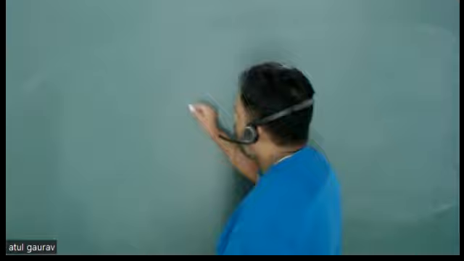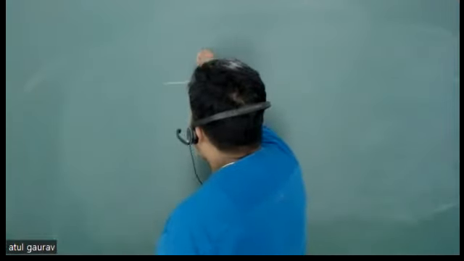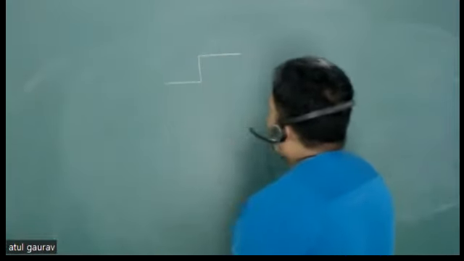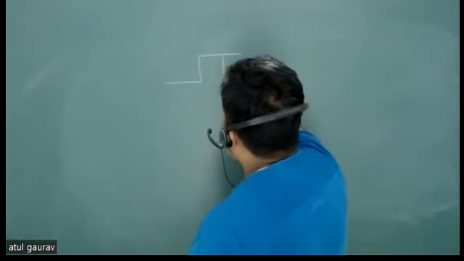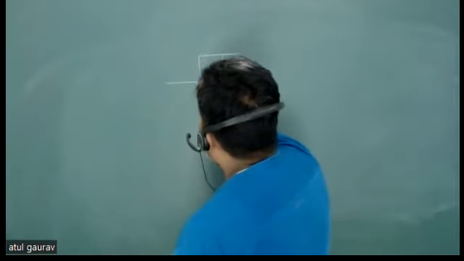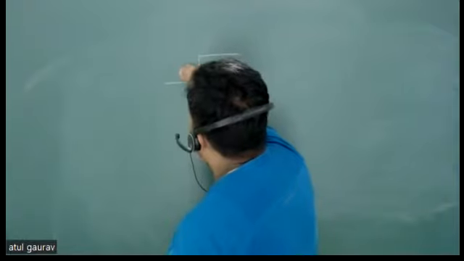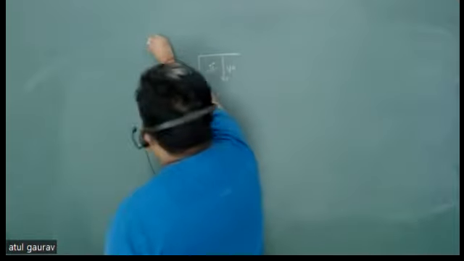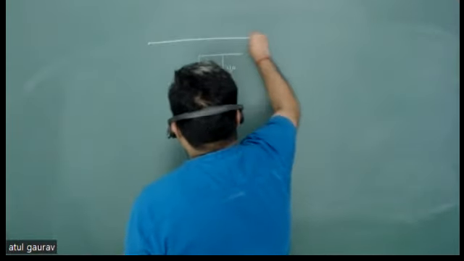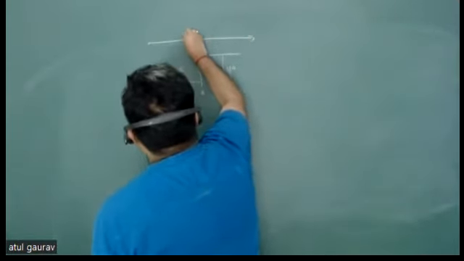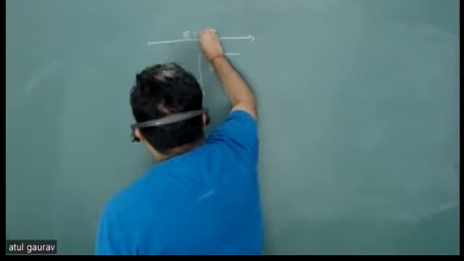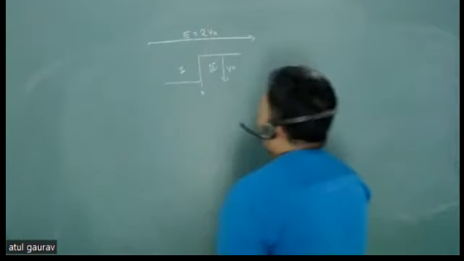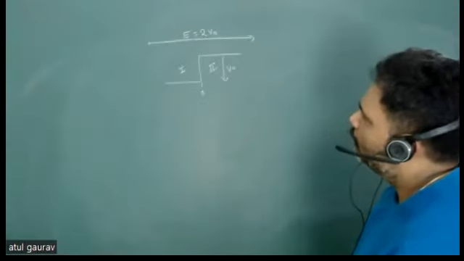Now, let's go for one basic problem. Suppose this is my potential profile. This potential is V0, and this is 0. This is my region 1, and this is region 2. Suppose there is a particle of mass m moving with energy E equal to 2V0.